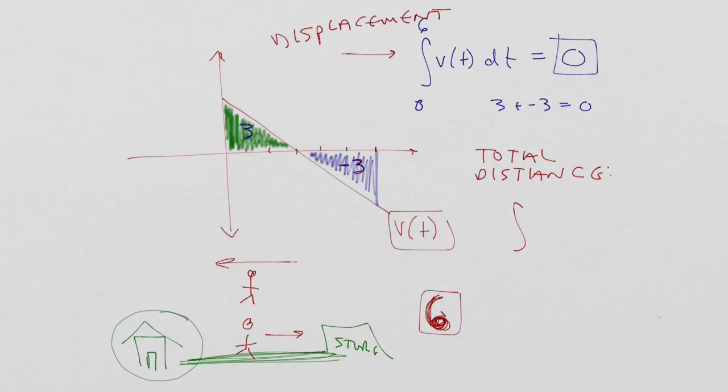And if I'm interested in finding the total distance traveled, this is a little bit goofy, but what I've got to do is integrate from 0 to 6 the absolute value of my velocity function. I need to take this negative area and interpret it as a positive signed area.